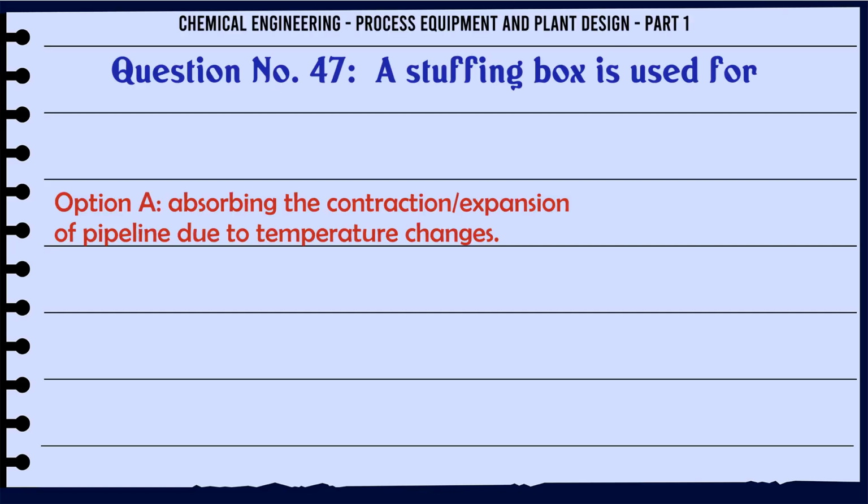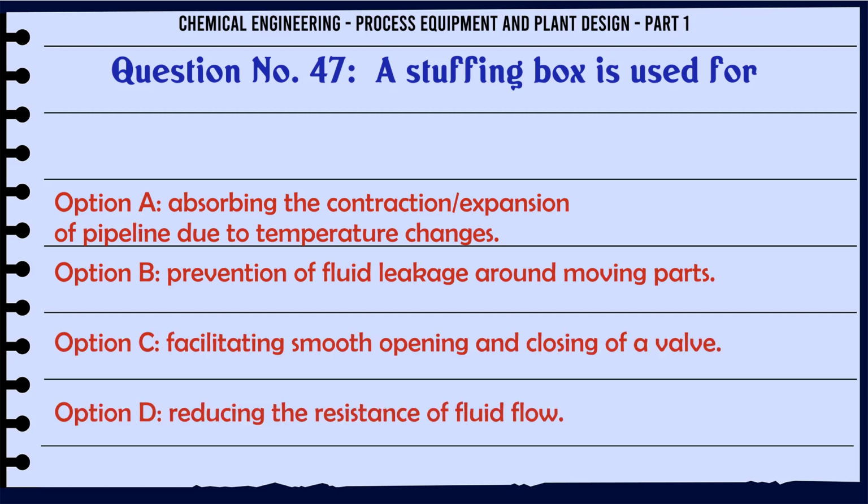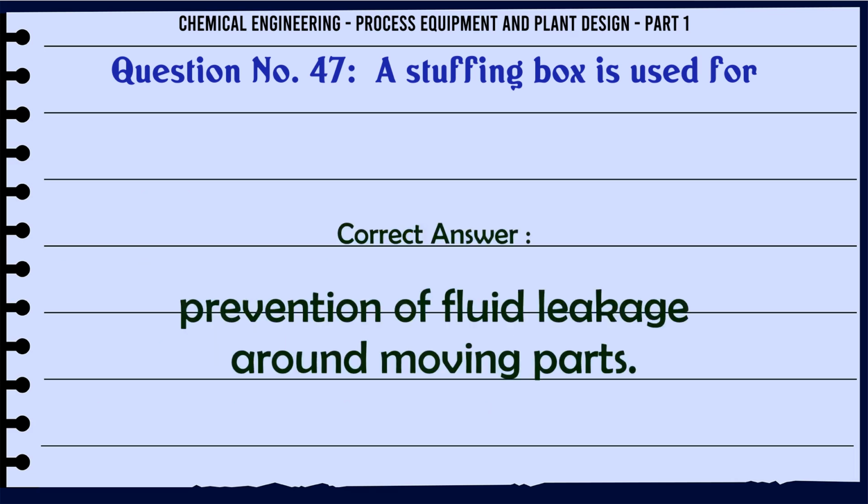A stuffing box is used for A. Absorbing the contraction-expansion of pipeline due to temperature changes. B. Prevention of fluid leakage around moving parts. C. Facilitating smooth opening and closing of a valve. D. Reducing the resistance of fluid flow. The correct answer is prevention of fluid leakage around moving parts.